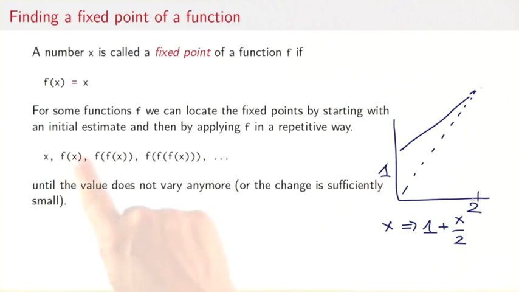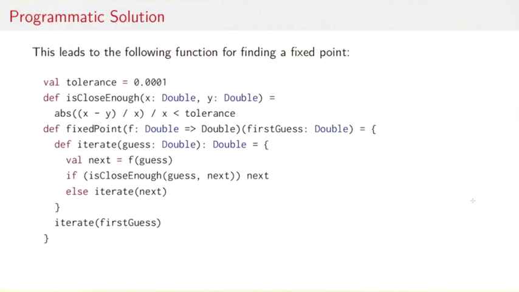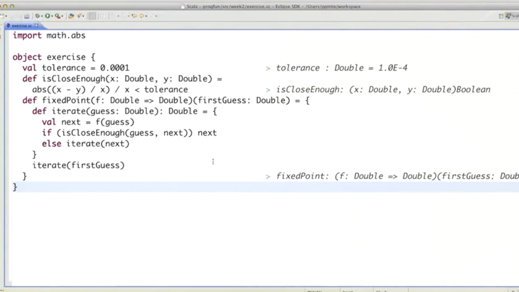Turns out that for some functions we can locate the fixed points by starting with an initial estimate and then applying f repetitively. So we start with x, then we compute f of x, then f of f of x, and so on. And for these functions, at some point the value will not vary anymore, or the change will be sufficiently small so that we can declare that we have approximated the fixed point. So for functions that satisfy that property, we could write the following fixed point algorithm. I will go into the worksheet and study it directly.